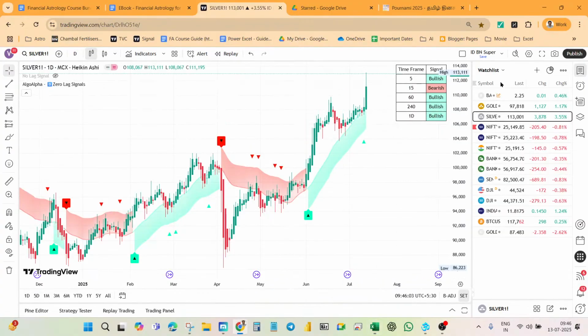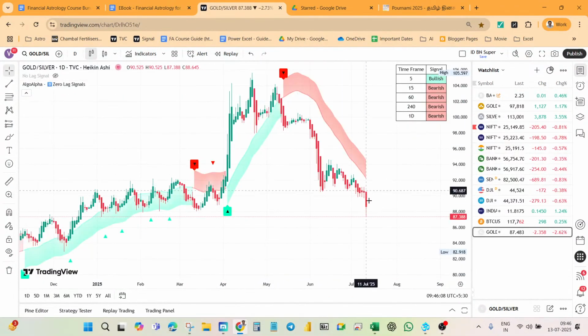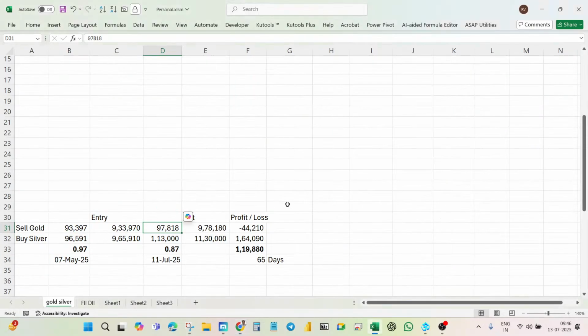Let us exit at this price. Currently, the ratio, we still have not triggered that reversal. So let us go for the current price now, 97.88 and 1,13,000. The ratio we entered at is 0.97 and the current ratio is 0.87. 13th May is the date we entered, and the exit price is 9,78,000 for gold. There is a loss of 44,000 rupees on gold, and for silver a gain of 1,64,000. Net profit is 1,20,000, and this is in 2 months time.